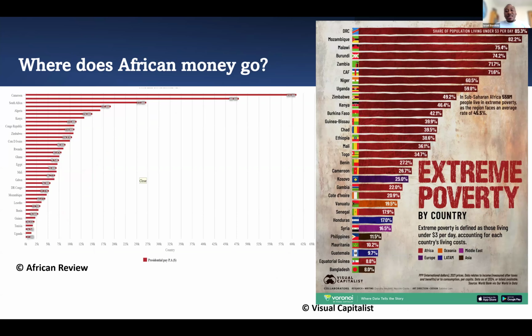In fact, does it surprise you that countries that pay a huge amount of money to their politicians also have extreme poverty? They are also the highest in terms of extreme poverty on the continent or globally. You can see a strong correlation there, an inverse relationship. The higher you pay your politicians, the more the poverty among the people.